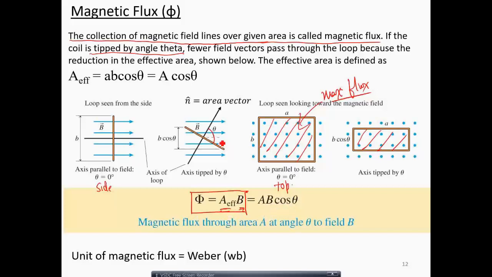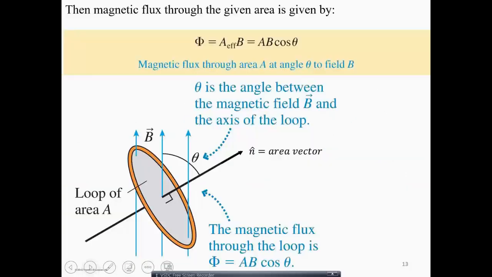This is because the component of the area vector along the magnetic field is A cos theta. So this is the general formula for magnetic flux: AB cos theta. A is the area of the coil, B is the magnetic field, and theta is the angle between the area vector, which is given by the normal to the coil, and the magnetic field. The unit of magnetic flux is the weber. It's named after a scientist. So here's another picture to explain the same thing.